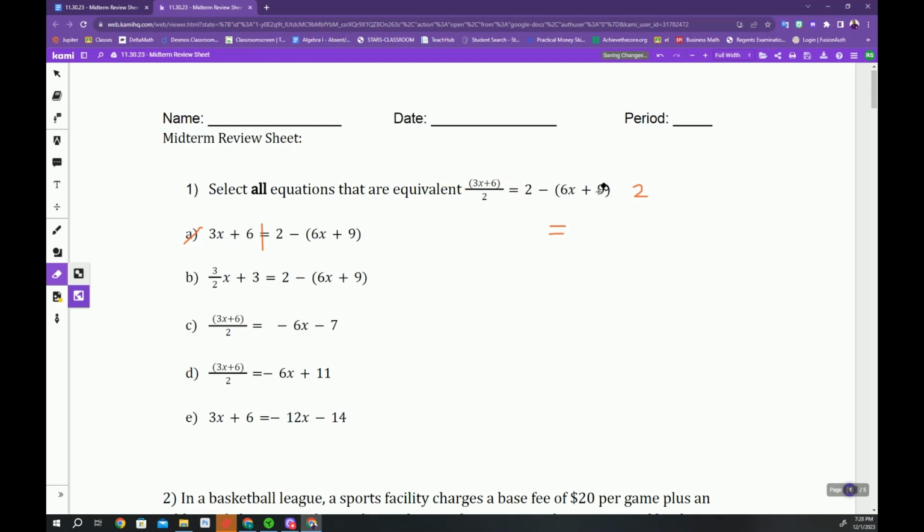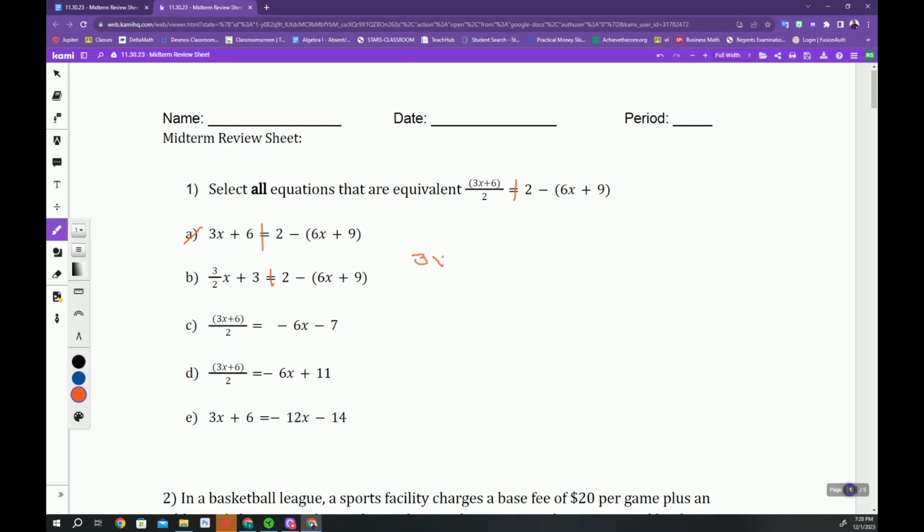Equation B, again, I'm going to put that line down the middle. The left side is not the same, but the right side is. Let's see what happened. If I take a look at this, we have 3 over 2 x plus 3. The 3x plus 6 is gone. So let's see what happens.